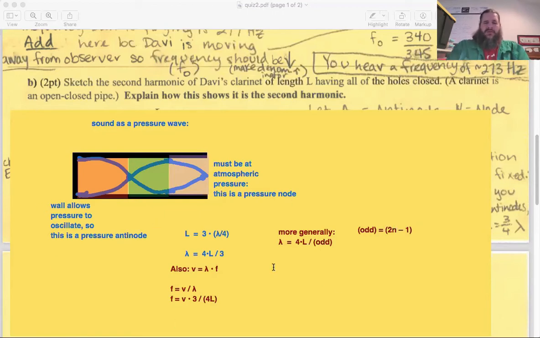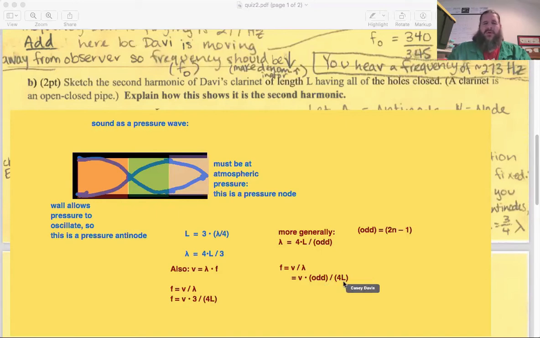And then to convert to a frequency, it's still speed divided by wavelength. So we'd have speed times the reciprocal, odd over 4L. So this is a general formula for the frequencies of standing waves in an open-closed pipe: the speed of the wave in that material, in this case the speed of sound in air, times an odd number, the nth odd number, divided by 4 times the length.